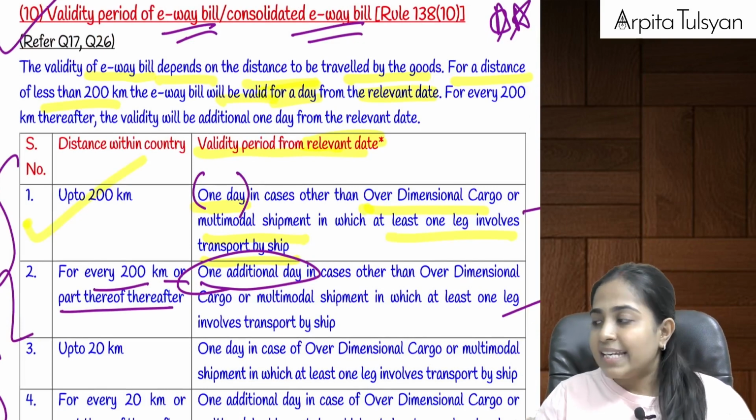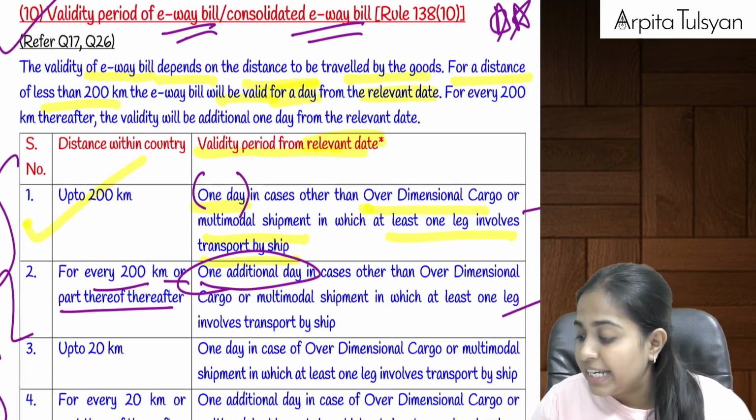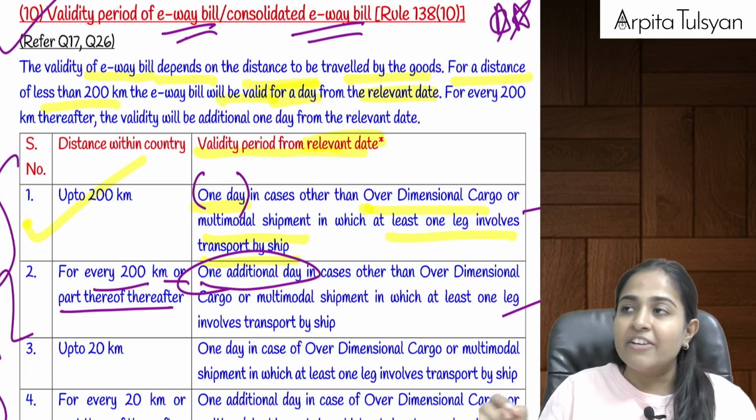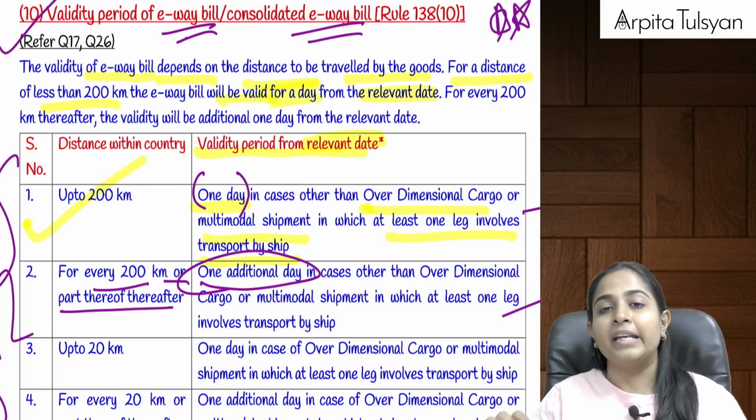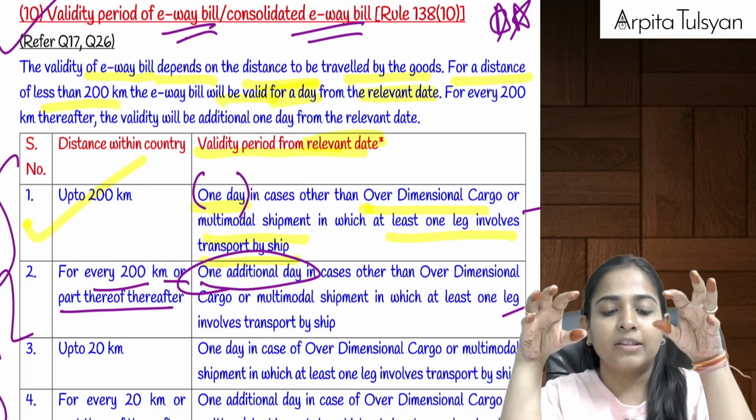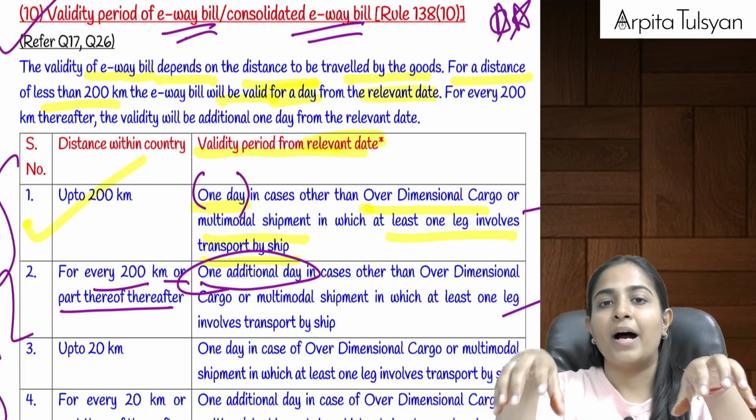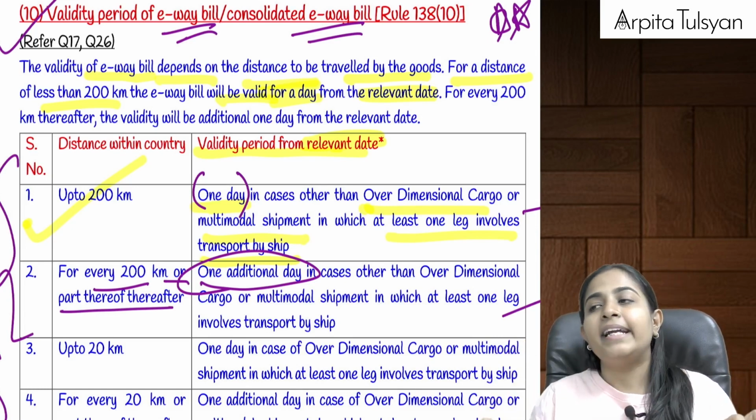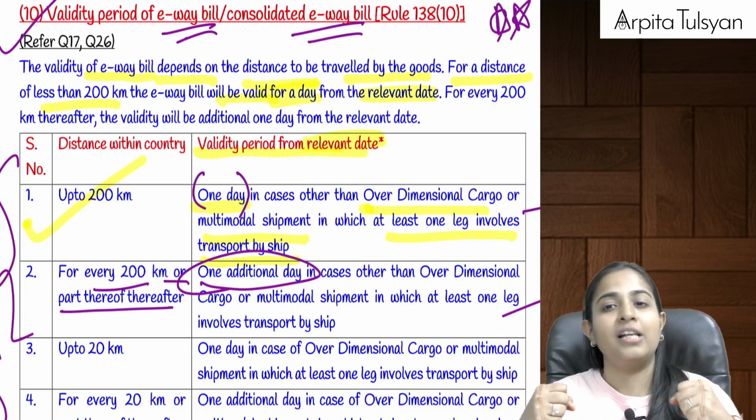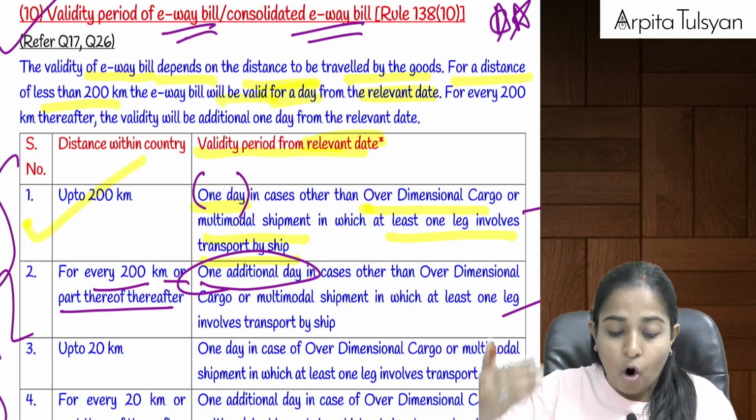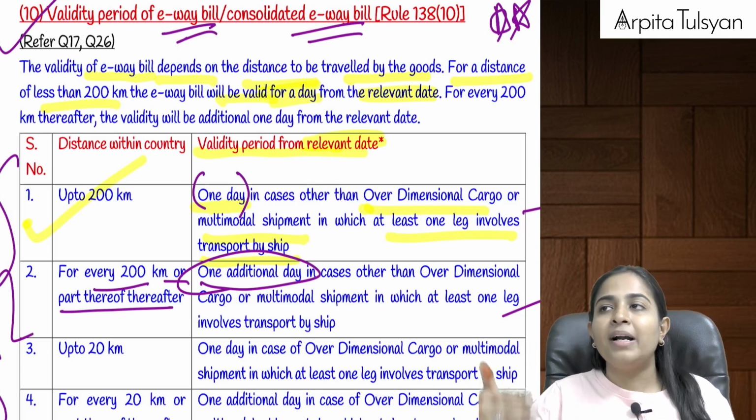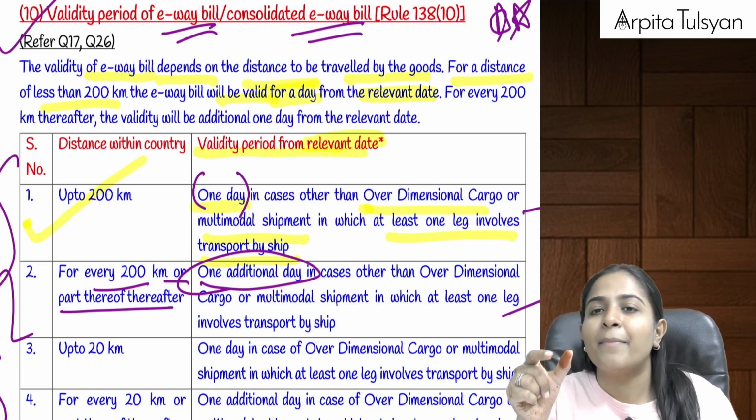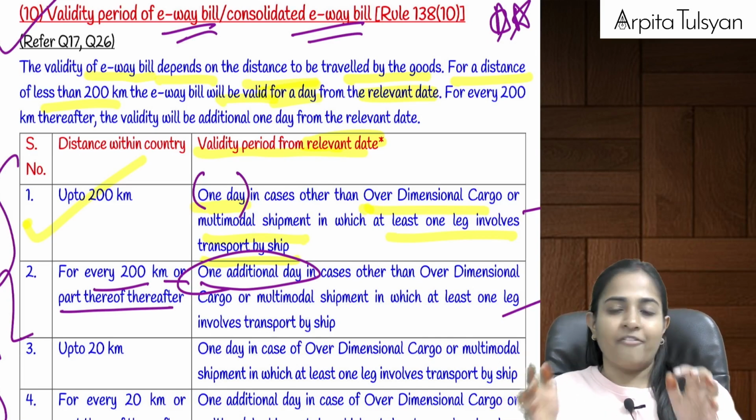Right? Now, once an e-way bill is generated or once a consolidated e-way bill is generated, then in that case, what will be the validity of such e-way bill? Such e-way bill will be valid for a period of 1 day. Now, this validity will be divided into two parts. One is in case of normal cargoes, and second one in case of over-dimensional cargo, or multimodal cargo or multimodal transshipment, where at least one leg of shipment is going to be done by vessel.